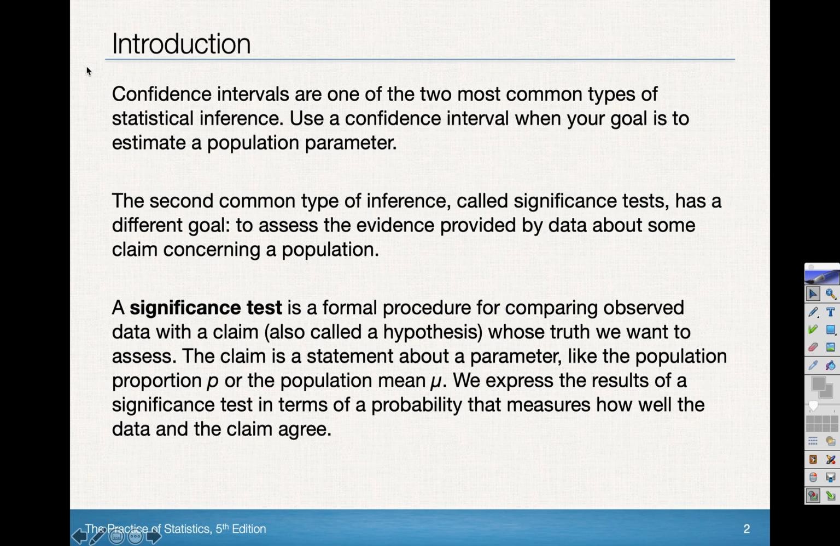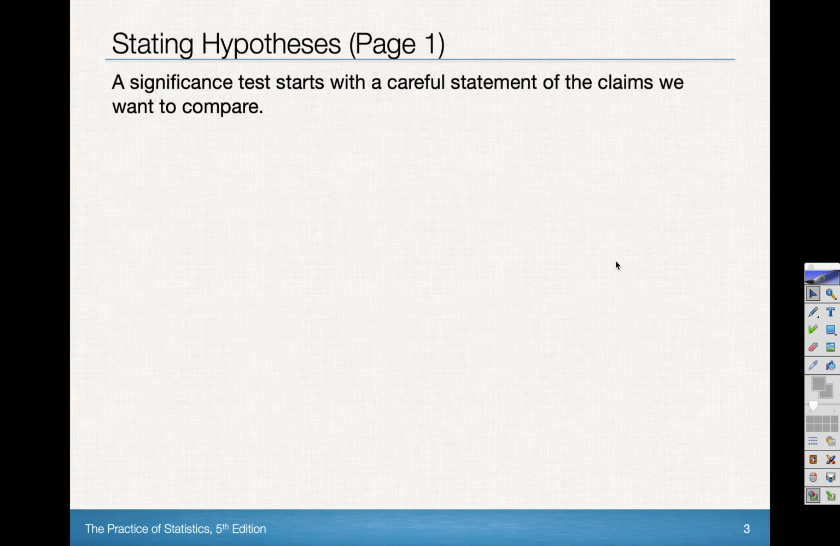A significance test starts with making a claim that we call a hypothesis, and we want to see if this claim is true or not. The claim is a statement about the parameter, like the population proportion or the population mean. We express the results of a significance test in terms of the probability that measures how well the data and the claim agree. Okay, we're essentially making a claim about a population, and then we're using sample data to determine if that claim is feasible or not. So we're going to start today by looking at an example.